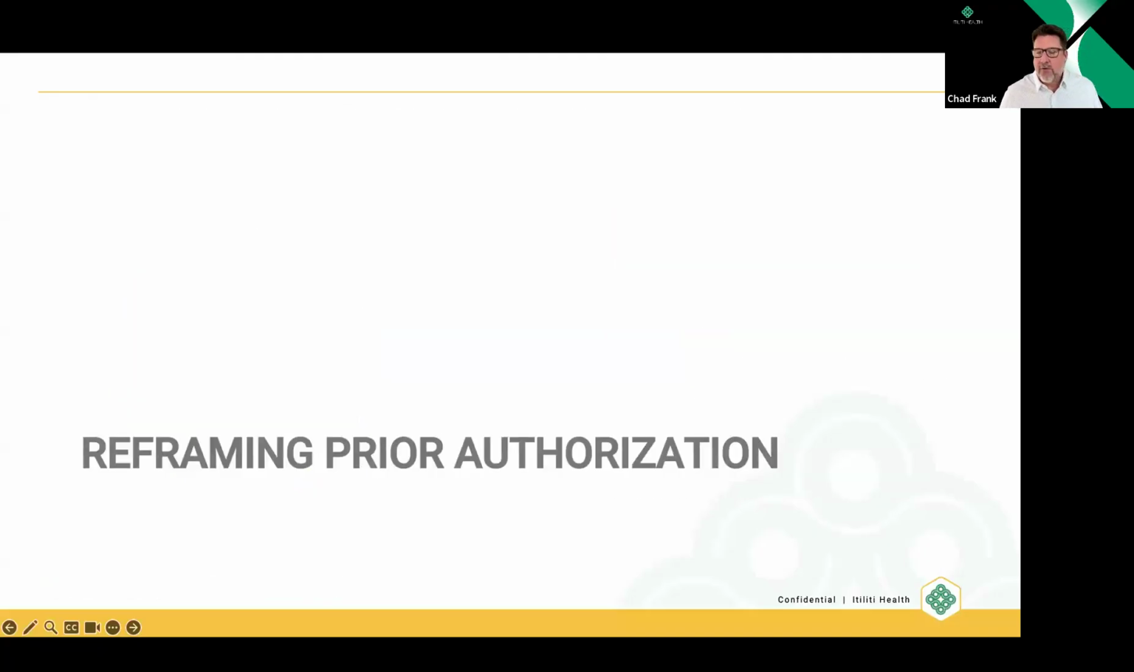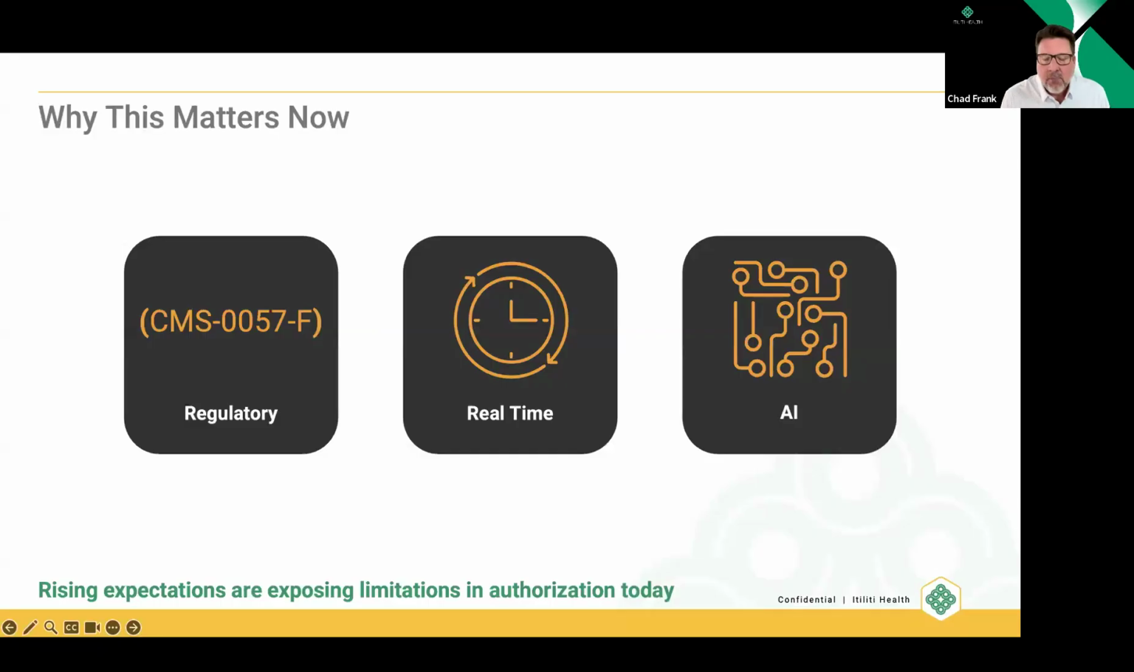So let's start off with the first grouping of topics, and that's reframing prior authorization. What we're seeing today in the market is a couple of three big things coming together. One was the regulatory change from CMS for 0057 on burden reduction, and that is establishing the standards for the payers and the providers and the patients to be able to interact, get the prior authorizations done quickly, share information, and have everyone in the same loop with the information they need.